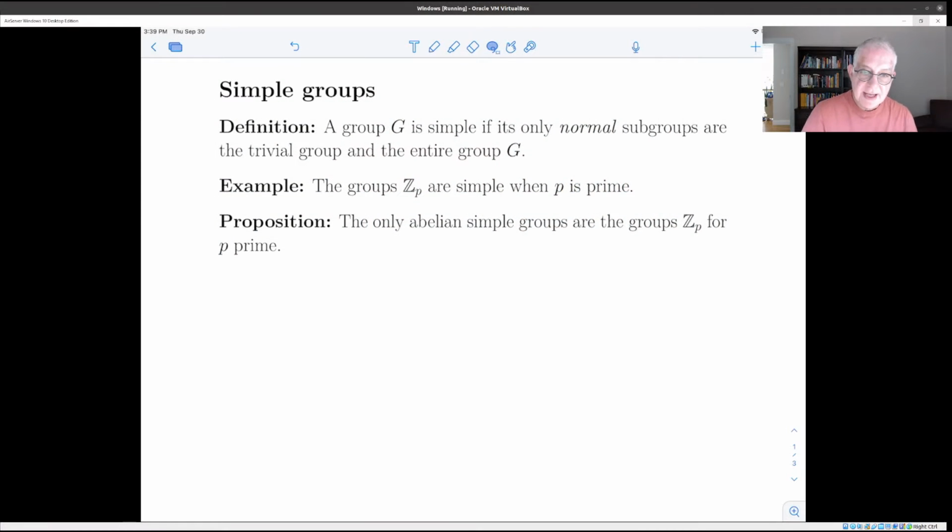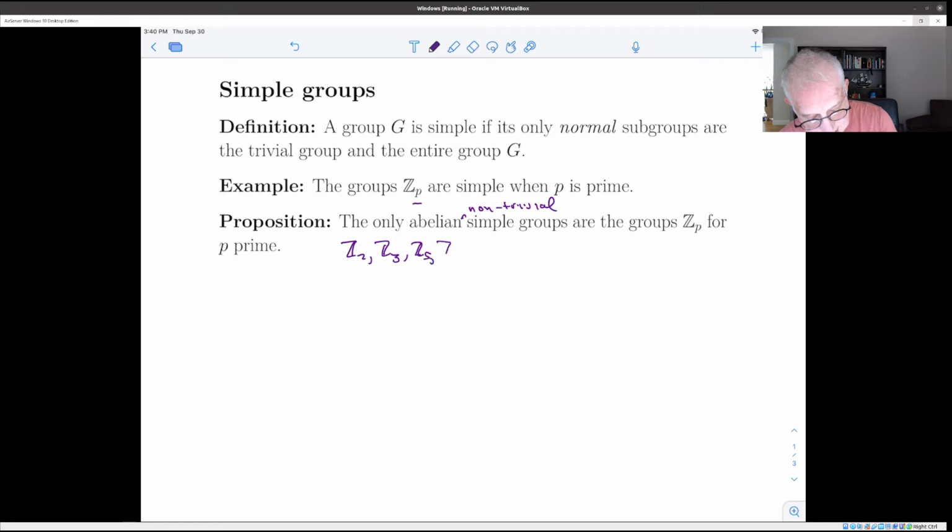So just to restate the definition, a group G is simple if its only normal subgroups are the trivial group and the entire group G. And as we'll see, the groups Z mod P, where P is a prime, are simple. And as we're going to show in a moment, the only abelian non-trivial simple groups are the groups Z_P, where P is prime. So Z2, Z3, Z5, Z7, and so forth are the only non-trivial abelian simple groups.